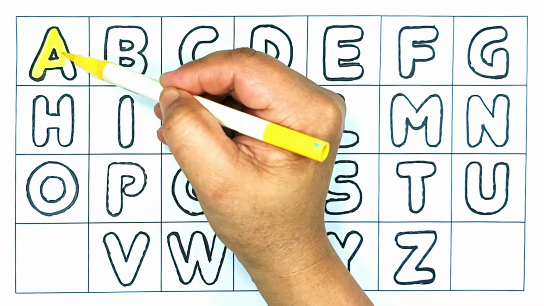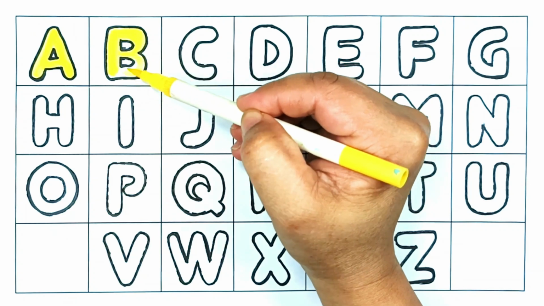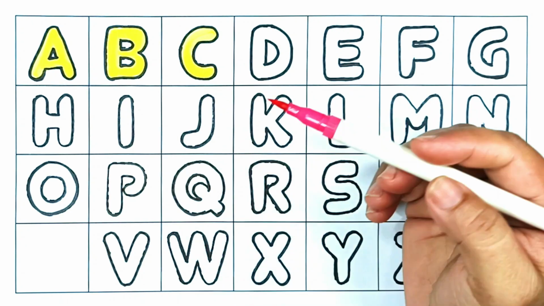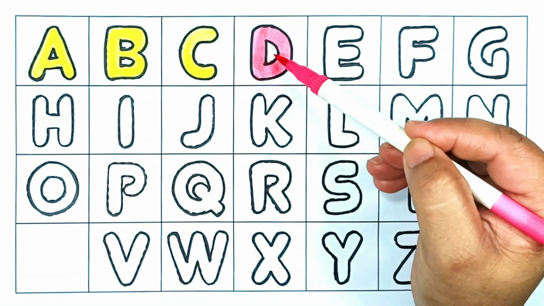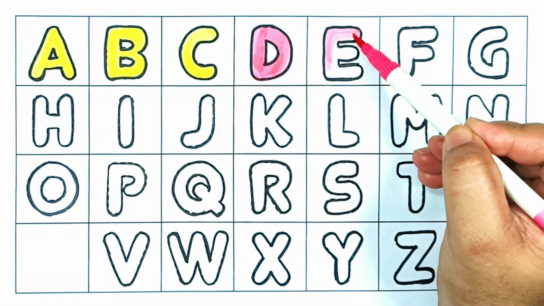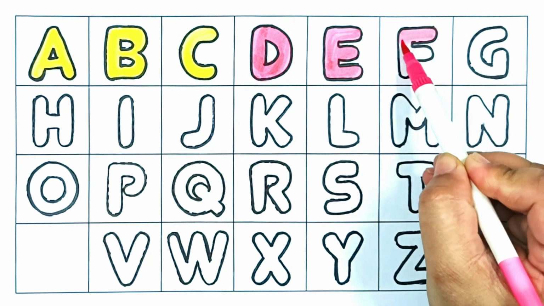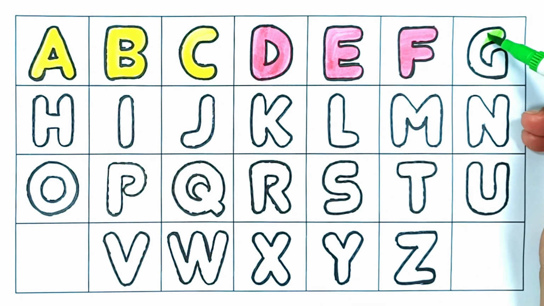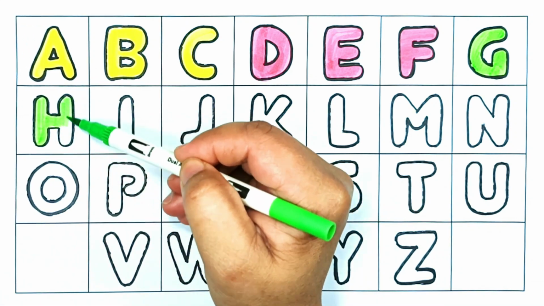A for apple. A for apple. B for ball. B for ball. C for cat. C for cat. D for doll. D for doll. E for egg. E for egg. F for frog. F for frog. G for glass. G for glass. H for hat. H for hat.